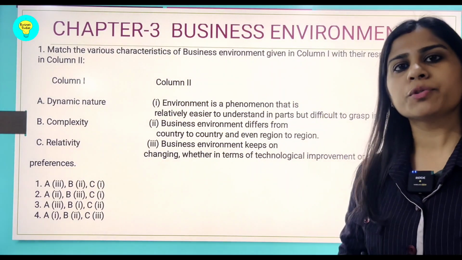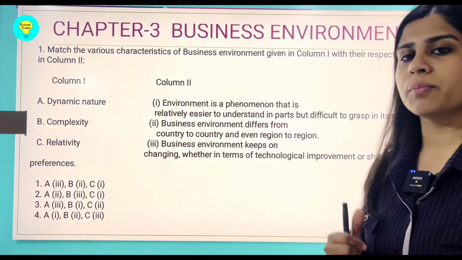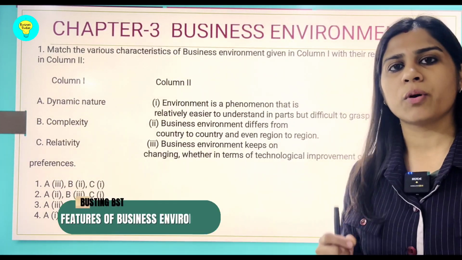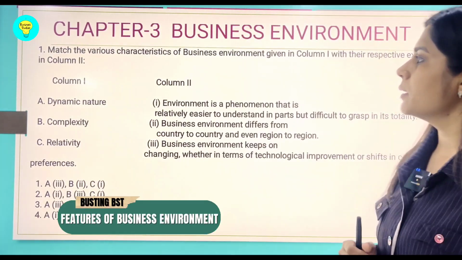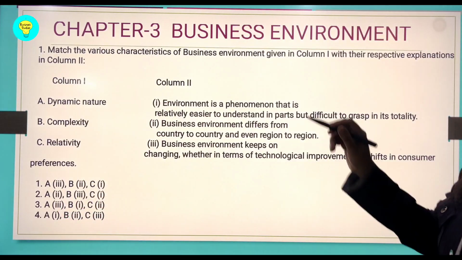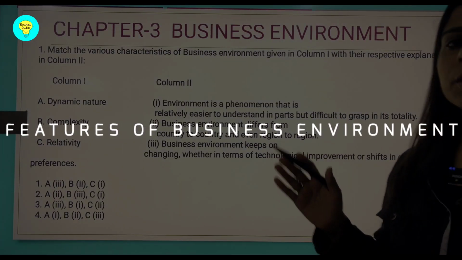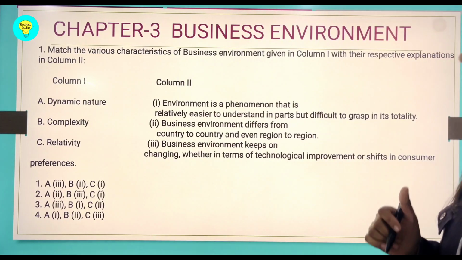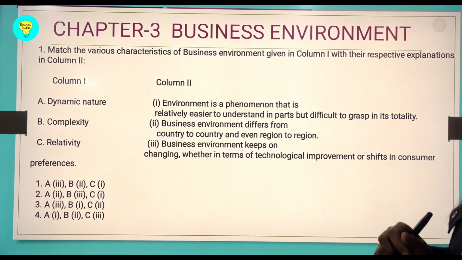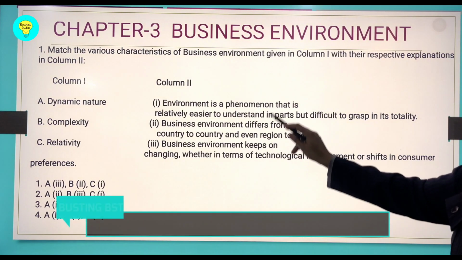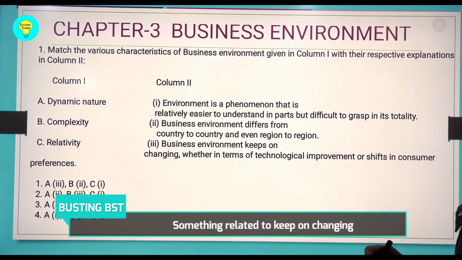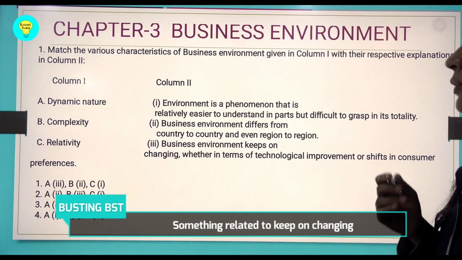Now let us have a closer look at the questions that have appeared from this particular topic, nature or features of business environment, in the past few years. So this question is a match type where we have to match column 1 with column 2. The first column says dynamic nature. Now if you look out for the answer to this, it will be something related to keeps on changing.